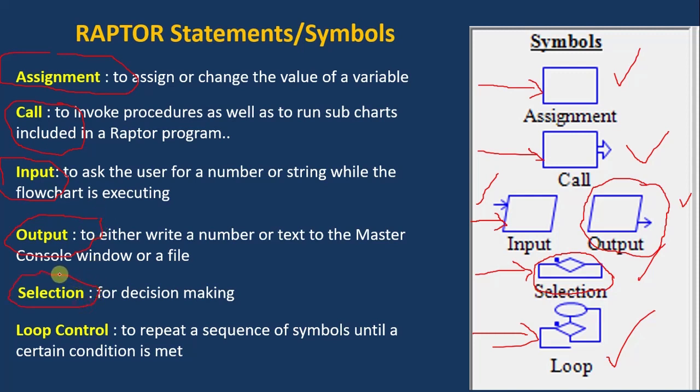This is for decision making. You can decide which set of statements to be executed based on the condition. And this is a loop control statement. It is to repeat a set of statements until the condition is satisfied. These are the set of statements. So far we use only the output statement.